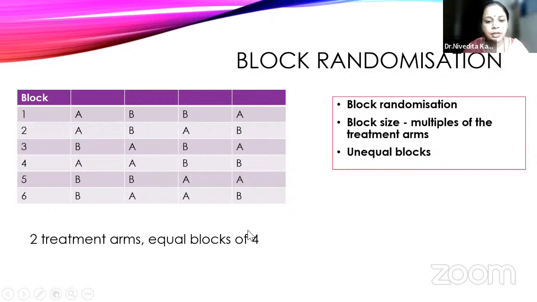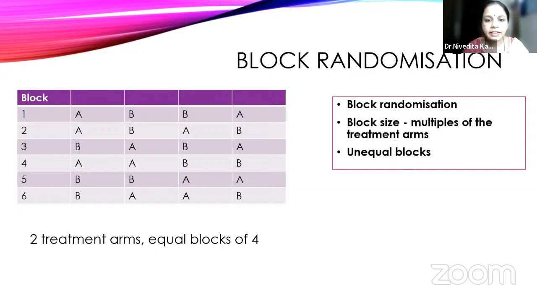So suppose we use a block size of 4, you can see that there are 6 different permutations that can be made. Now, the disadvantage here is that at the end of the block, this randomization becomes predictable. So suppose I'm the investigator, I know the first one has got randomized to arm A, second and third to arm B. So it is obvious that the fourth one is going to get randomized to arm A. So this is not permissible or is not acceptable because it introduces bias.